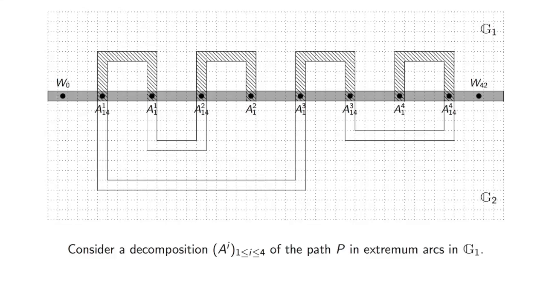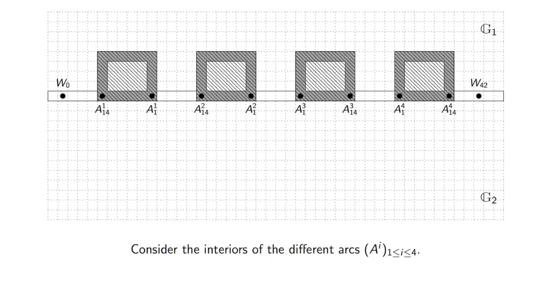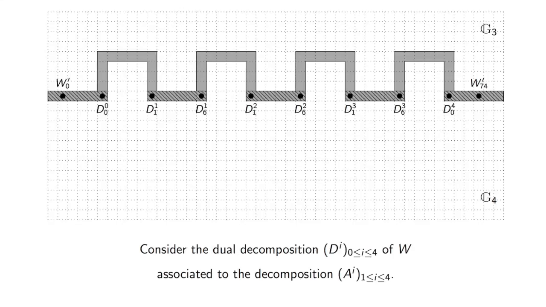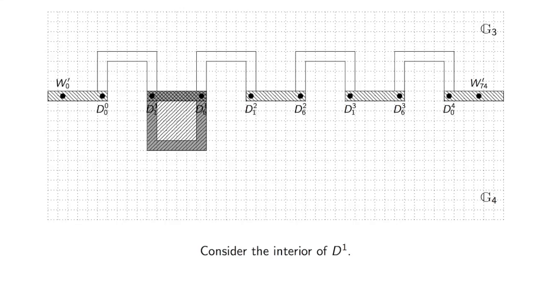Here is the decomposition of the path P in extremum arcs in graph 1. Arcs A1 and A2 are negative while arcs A3 and A4 are positive. Here are the interiors of the different arcs of the decomposition. Here is the window W' and the cut of the grid G3 and G4 associated to the decomposition. Here is the dual decomposition of the window W associated to the decomposition.